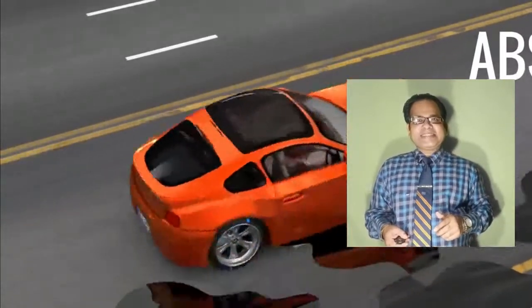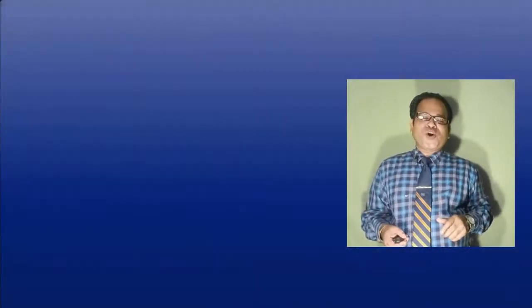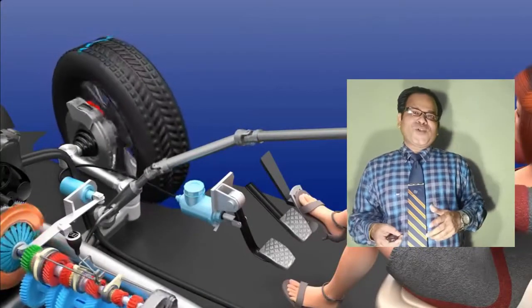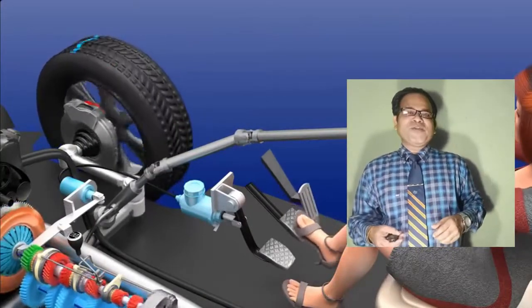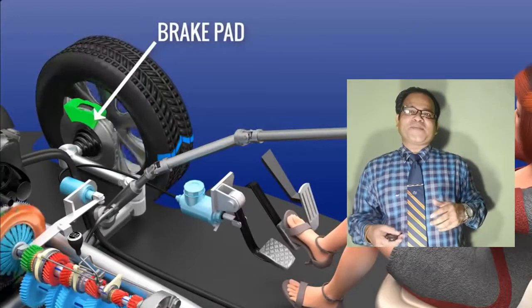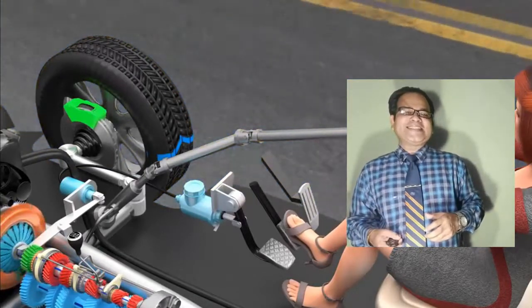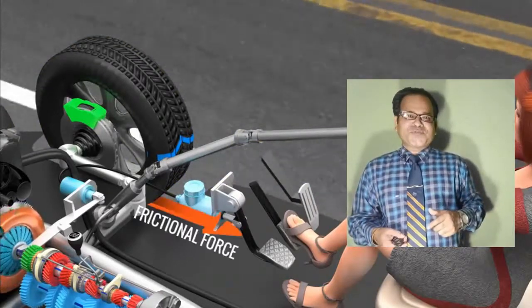Without ABS, you'll lose control of the steering when you apply the brake. But with ABS, you will have control of your steering when you apply the brake. Now, what is ABS and how does it prevent accidents? We'll discuss it in the next few minutes.